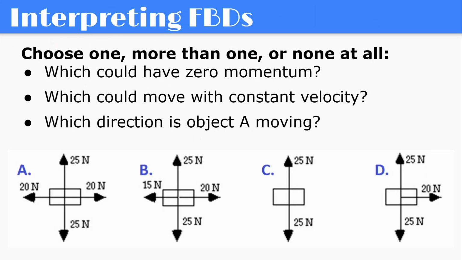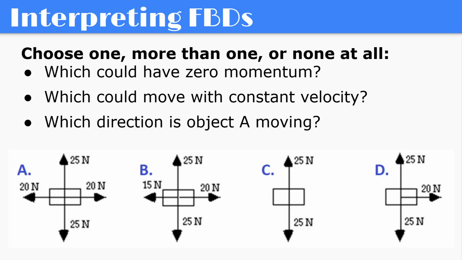All right, free body diagrams. We've seen these before. Which of these could have 0 momentum? A, B, C, or D. You can pick more than one if you want, or none. Do any of them have 0 momentum, or could they have 0 momentum? What does 0 momentum mean? Let's start there.